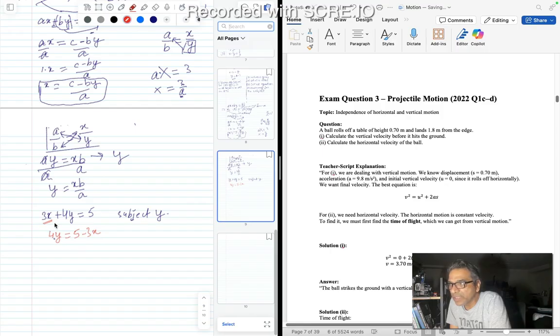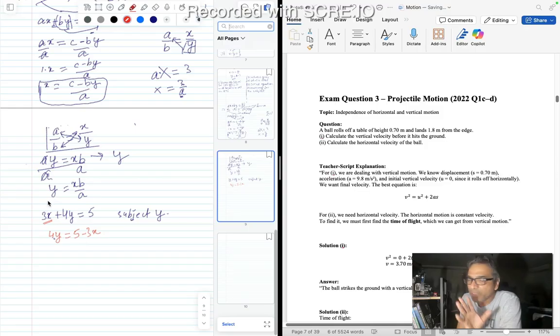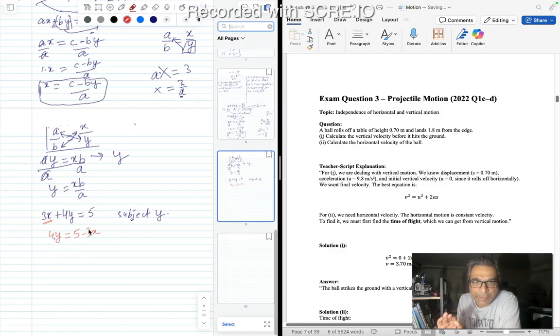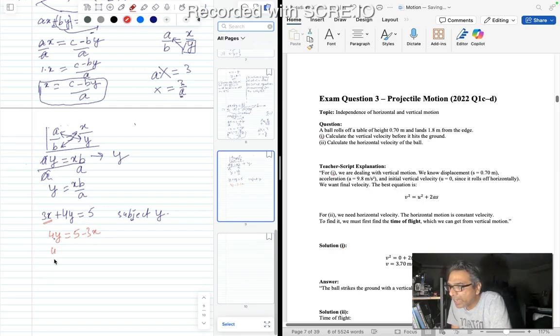So simply this is the basic concept that we have learned before: if an expression is positive on the left hand side, it will become negative on the other side. Now we have 4y directly without any doubt. We can say that y equals 5 minus 3x over 4.